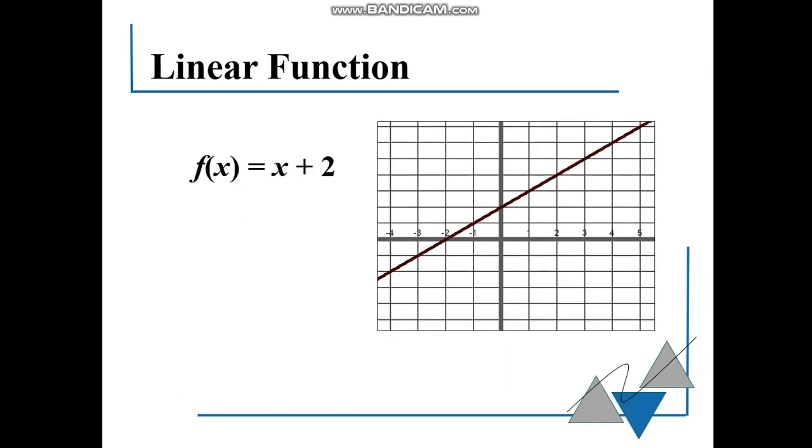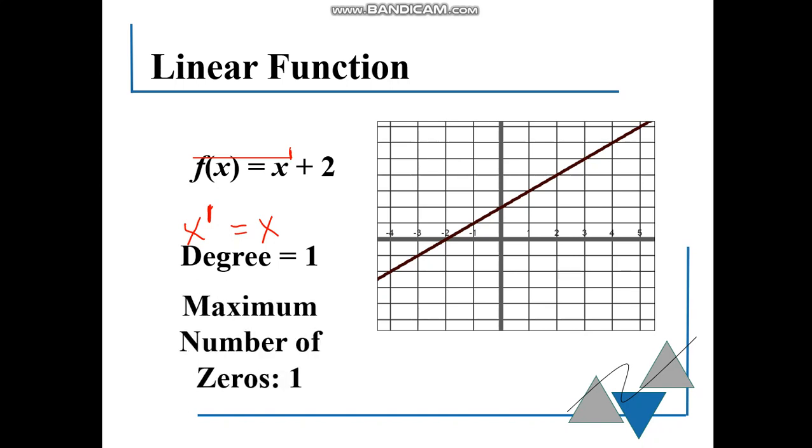How about a linear function? Here we have the function x plus 2. What's the degree? Again, this is a little bit tricky, but remember, x raised to the first is just x. So there's an implied 1 right there. So the degree is 1. The maximum number of zeros, the maximum number of x-intercepts, is 1, right? There's the x-intercept.